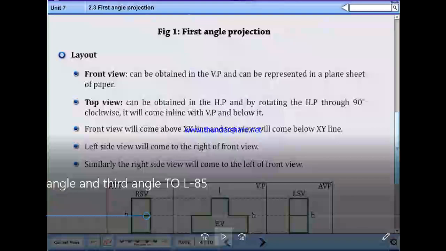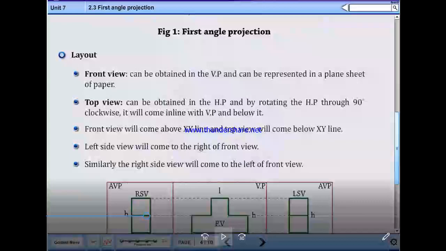Layout. Front view is obtained in the vertical plane, and can be represented on a plain sheet of paper. Top view is obtained in the horizontal plane, and by rotating the HP through 90 degrees clockwise, it will come in line with the vertical plane and below it. Front view will come above the XY line and top view will come below the XY line. Left side view will come to the right of the front view. Similarly, right side view will come to the left of the front view.